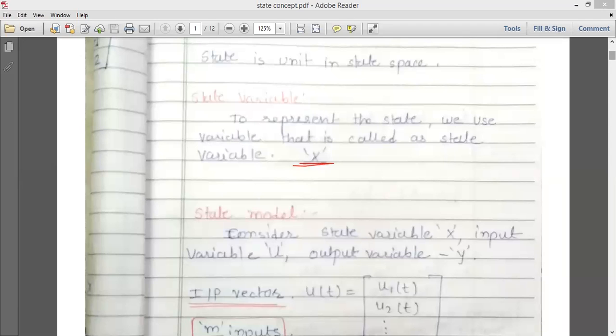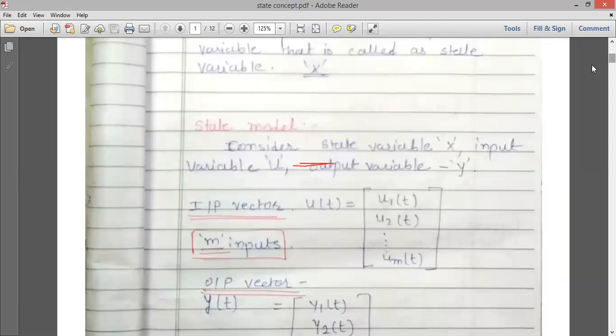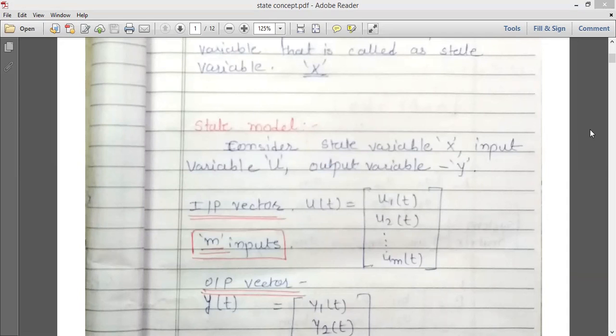Next, the state model. Consider the system state variable as x, input variable as u, and output variable as y. In classical theory, we have the transfer function. Similarly, in modern control theory, we use the state model. The inputs are represented by u of t, consisting of u1 to um. So the total number of inputs is m.